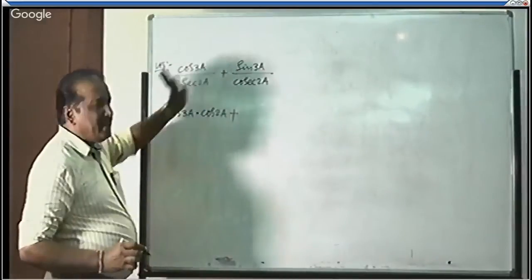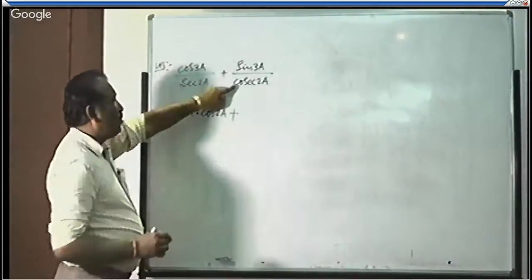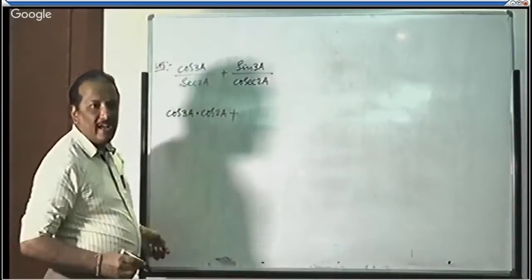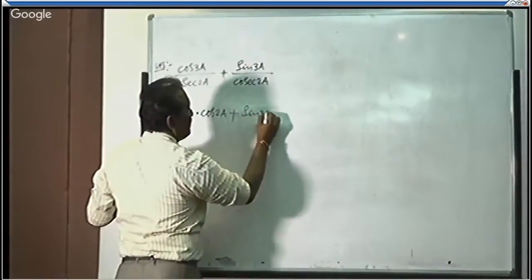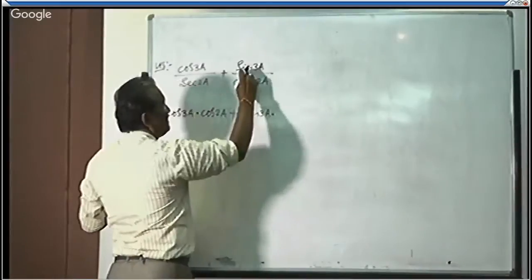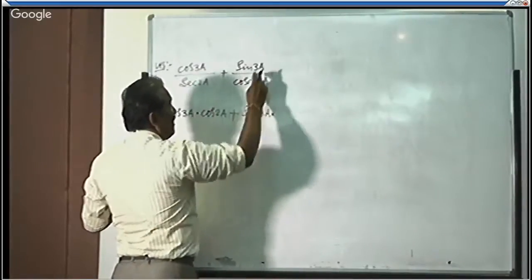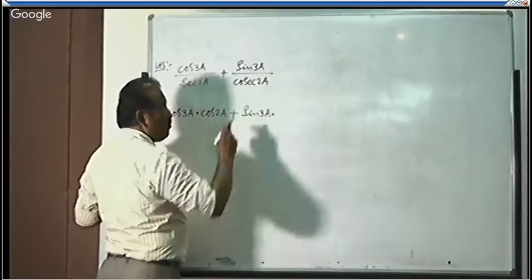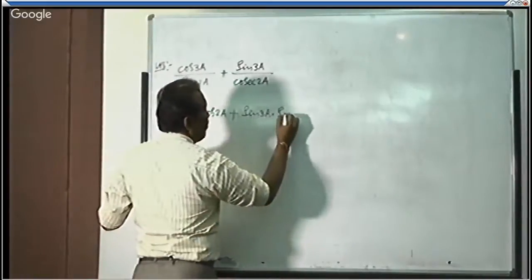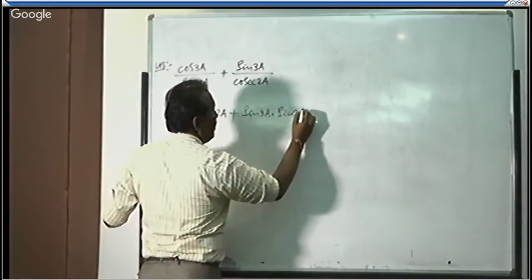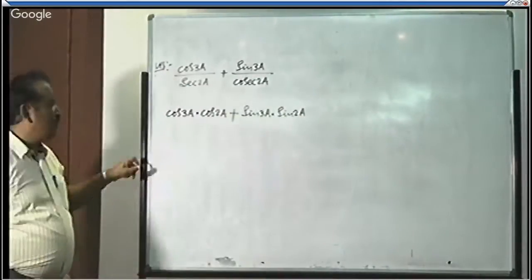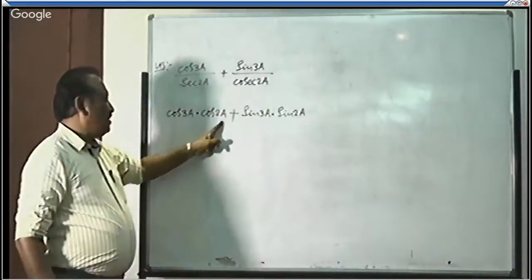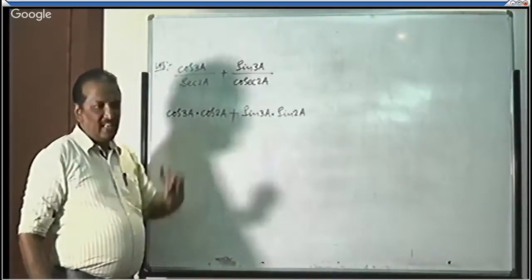Apply the same technique here also because cosecant is a reciprocal for sine. Now write sine 3a as it is into, after writing sine 3a, the rest is 1 by cosecant 2a. We know that 1 by cosecant is sine. Therefore, 1 by cosecant 2a, you can rewrite it as sine 2a. Now observe there, cos 3a cos 2a plus sine 3a sine 2a.